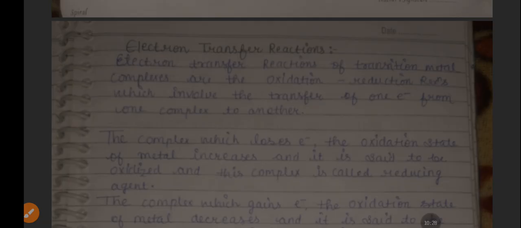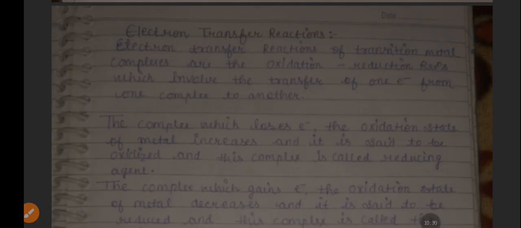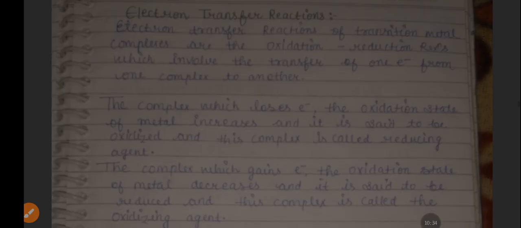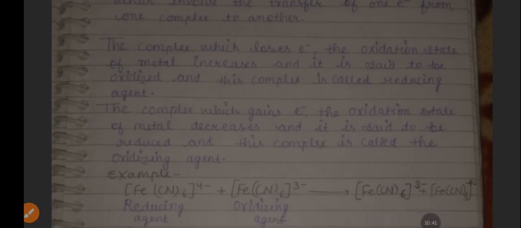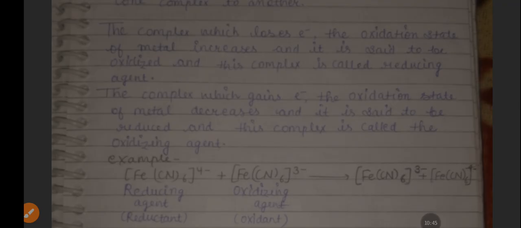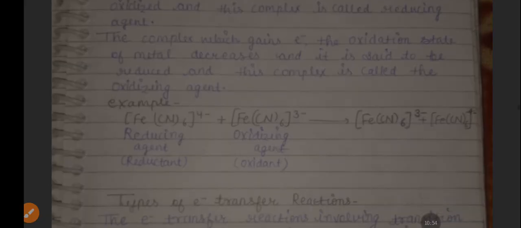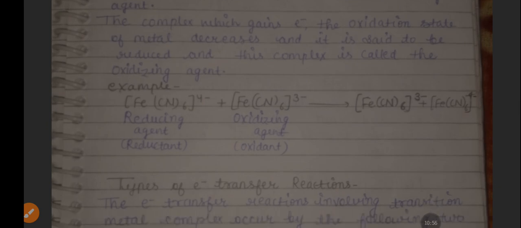Electron transfer reactions. Electron transfer reactions of transition metal complexes are oxidation-reduction reactions which involve the transfer of one electron from one complex to another. The complex which loses an electron, the oxidation state of the metal increases and it is said to be oxidized, and this complex is called the reducing agent. The complex which gains an electron, the oxidation state of the metal decreases and it is said to be reduced, and this complex is called the oxidizing agent.